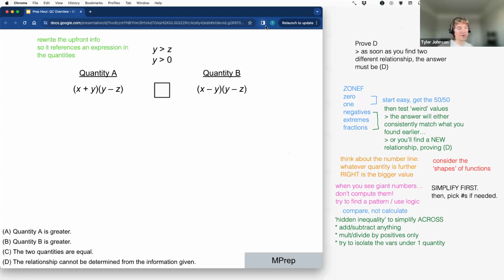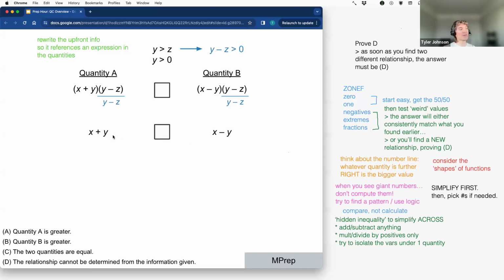In the upfront info, we know that Y is bigger than Z, but a more helpful way of expressing that for this problem is going to be subtract a Z from both sides. And now you see this expression Y minus Z, that is something we know to be positive. So I can divide it out from both quantities. Make sure you aren't doing that until you know it's positive.